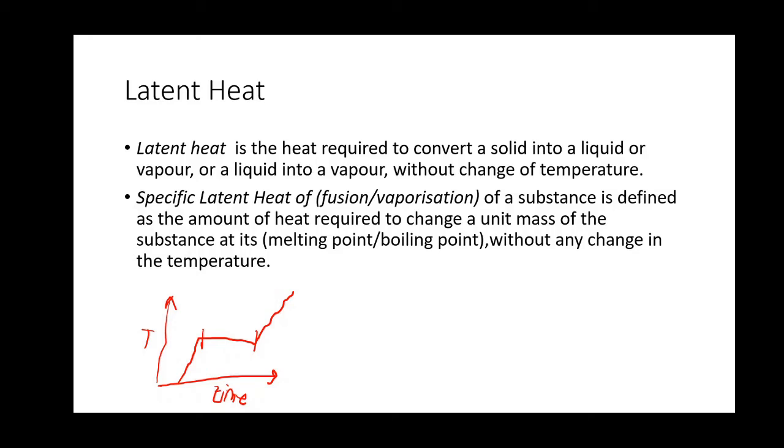Okay, the specific latent heat, this is used in a lot of calculations. The specific latent heat of a body, or a substance should I say, is defined as the amount of heat required to change a unit mass. So we usually use the amount of heat required to change a kilo of a substance, say a kilo of ice, without changing temperature. So that's the amount of heat energy you need to add here to melt the entire thing.